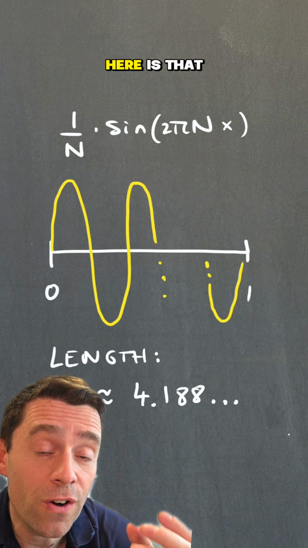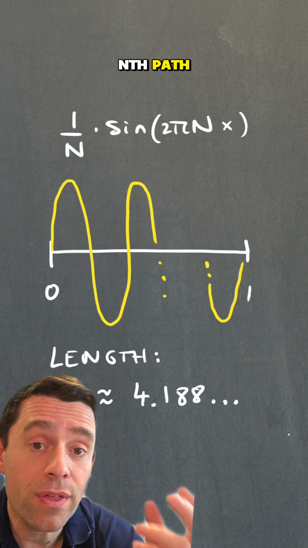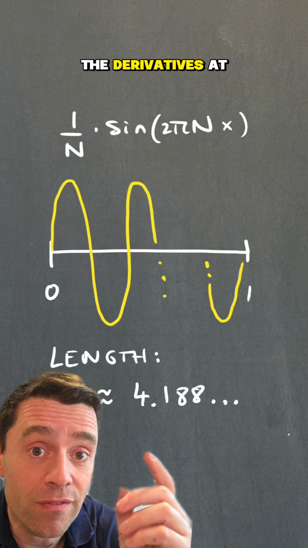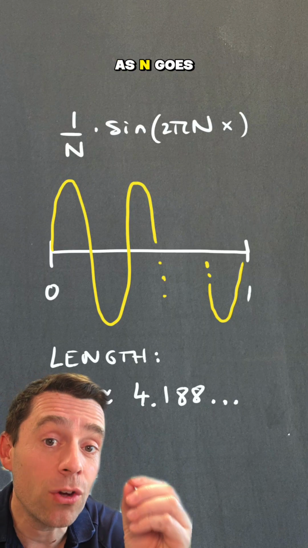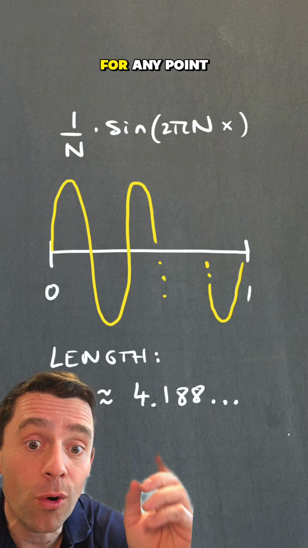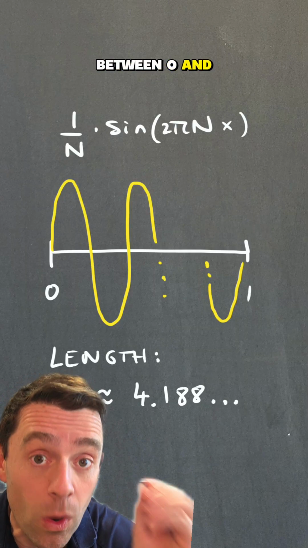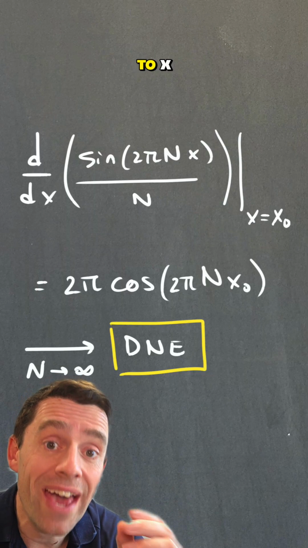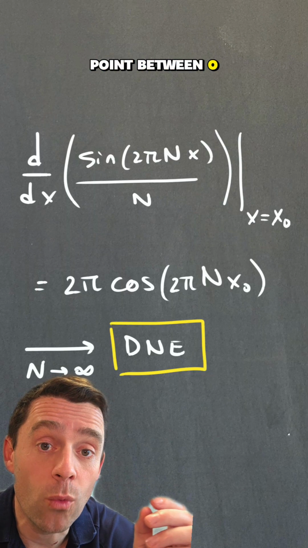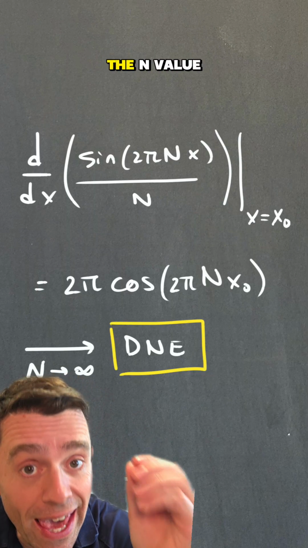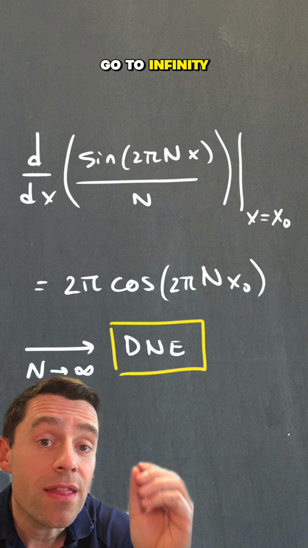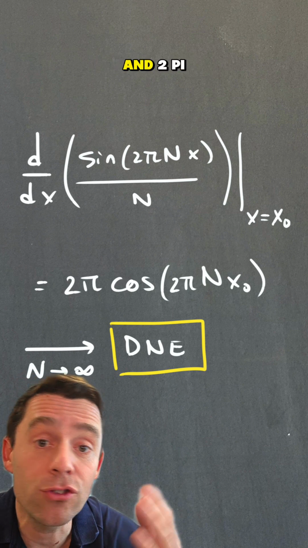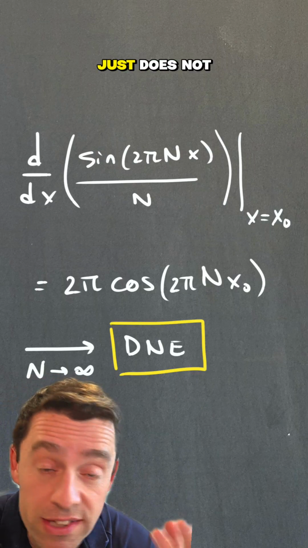And the issue here is that even though the nth path here is perfectly differentiable, the limit of the derivatives at any given point as n goes to infinity does not exist for any point between 0 and 1. Because if you fix first n and take the derivative with respect to x, evaluate at a point between 0 and 1, and then let the n value go to infinity, then that limit does not exist. It fluctuates between minus 2 pi and 2 pi, and the limit just does not exist.